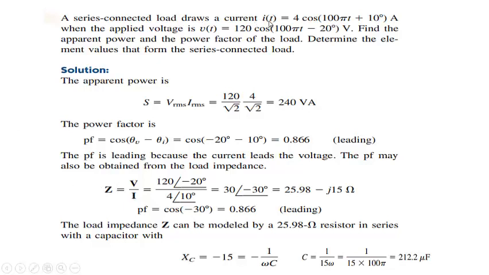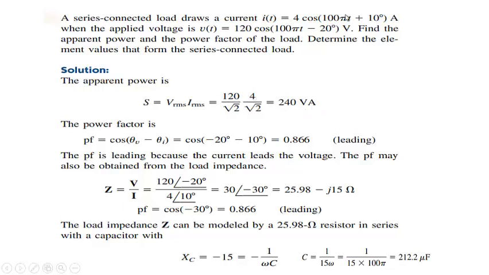A series connected load draws the current shown when a voltage is applied across it. It's a series connected load. Find the apparent power and the power factor of the load. Determine the element values that are connected in series. So let us say S is equal to Vrms into Irms. What is the Vrms? That is 120 by root 2. Irms is 4 by root 2. The multiplication of these two gives S. Or we can say 1 by 2 into Vm into Im. That is equal to 1 by 2 into 120 into 4. That is 240 VA, not watts.